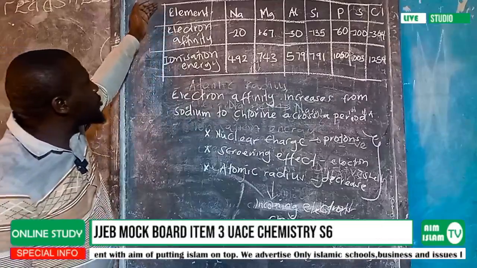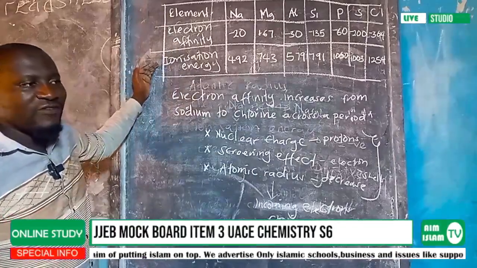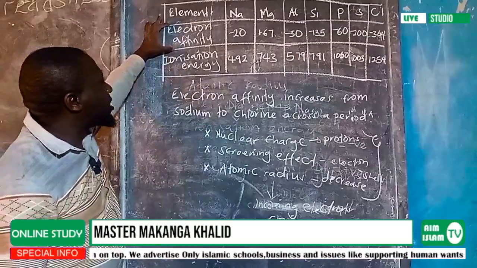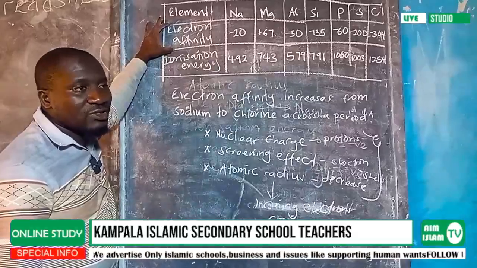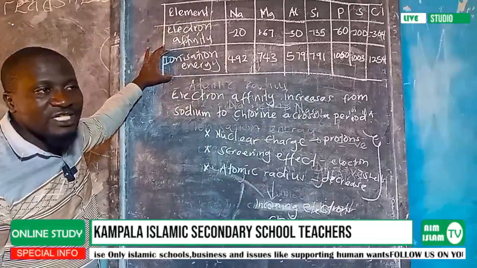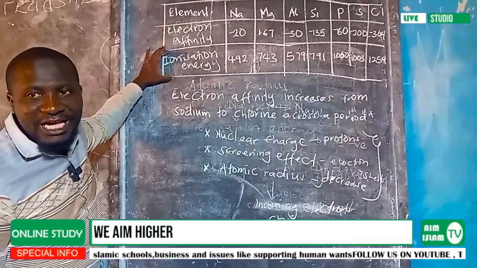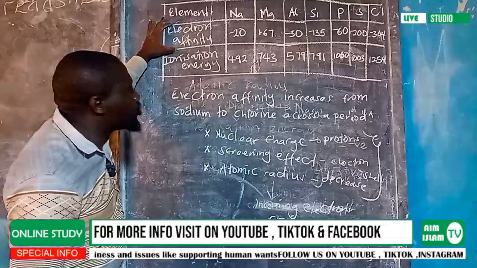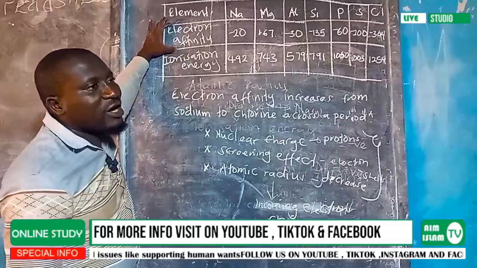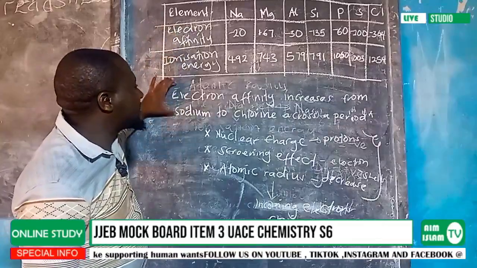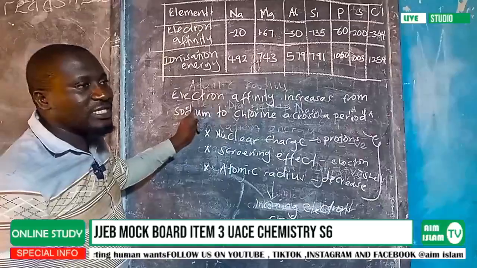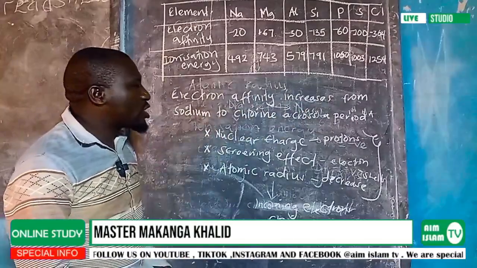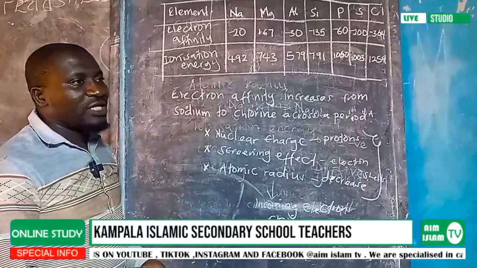We need to talk about the observations before talking about the reaction. One observation is the variation of electron affinity. Then you come to the variation of ionization energy when you are responding. So in your response, you should start with the variation of electron affinity. How will you do that? By first stating the trend. The trend is that electron affinity increases from sodium to chlorine across a period. And you give the reason.